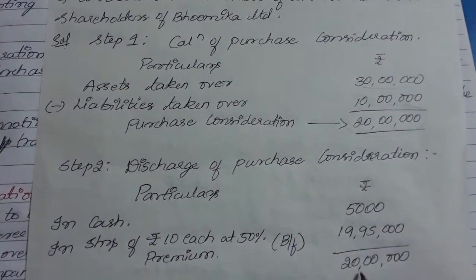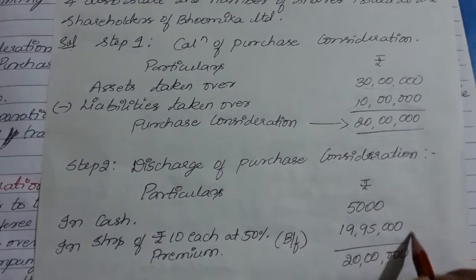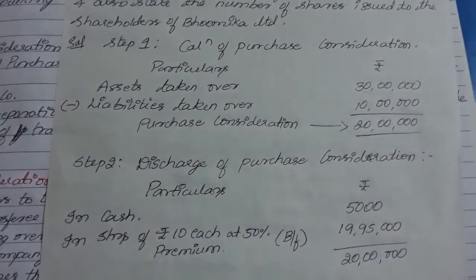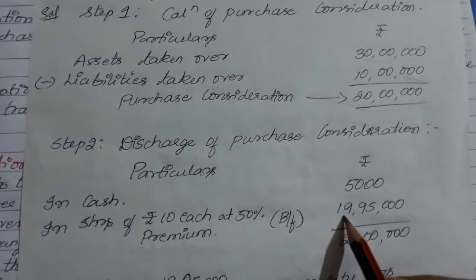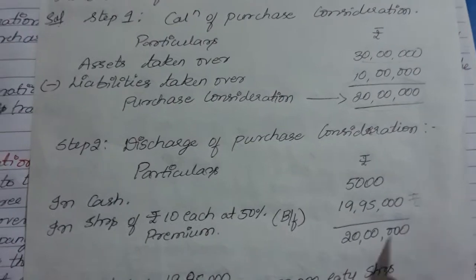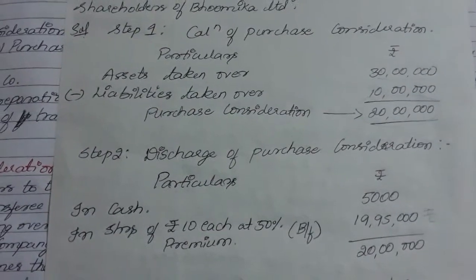So now, 20 lakh rupees minus 5,000 is 19 lakh 95,000. So this is the balancing figure. You came to know this is the value that needs to be paid in the form of equity shares. So this is the rupees value that is paid. So we know that 20 lakh rupees is completely discharged now.